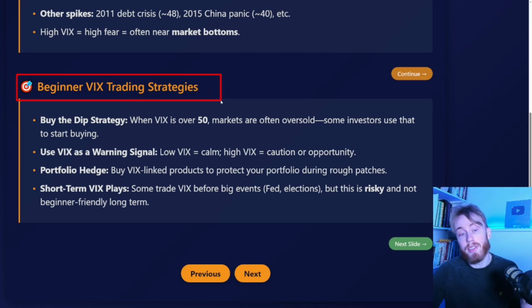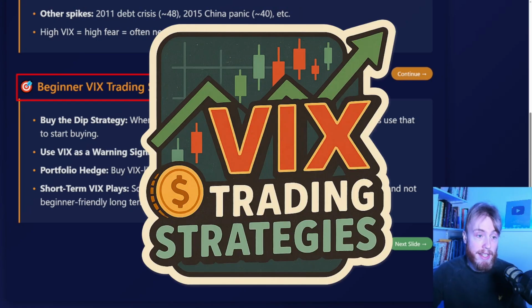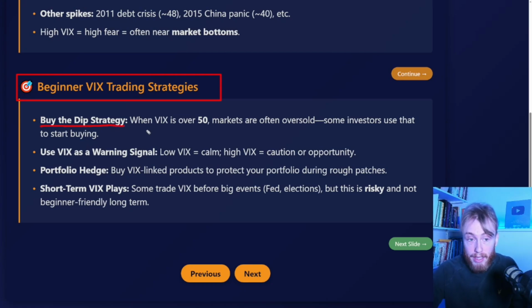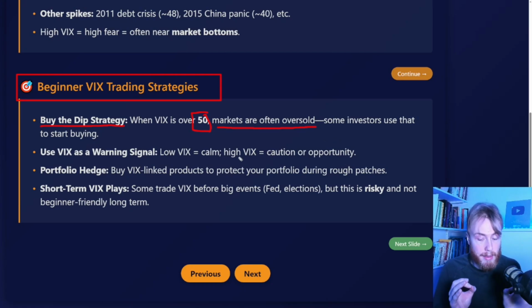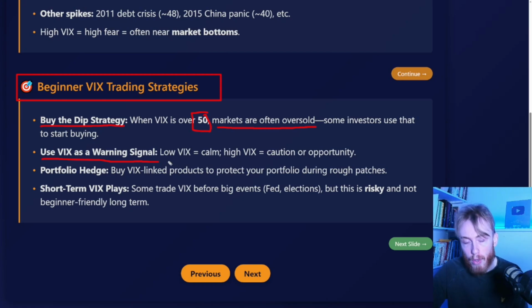Now I want to share with you guys some very simple VIX trading strategies. The first one we have pretty much already talked about. When VIX is above 50, this means that markets are usually oversold. We usually have lots of fear in the market. As I showed you recently, if you are a long-term investor, these are often great buying opportunities. Also if you are trading, these can often mark local bottoms. So definitely pay attention to the VIX. Also, you can use VIX as a warning signal. Low VIX means calm, high VIX means caution, or even opportunity, as I said.